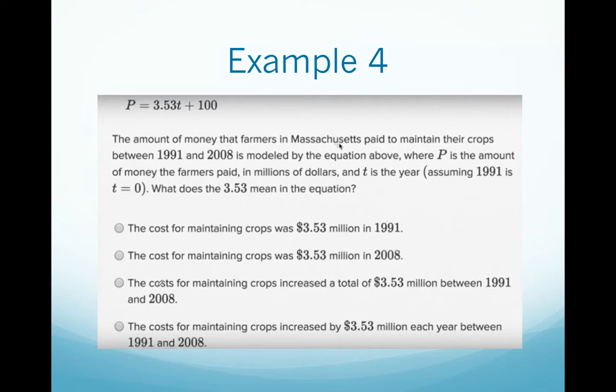So here, 3.5 is the number that we're interested in. And if we look up here, 3.5 is our slope because it's multiplied by that variable. So 3.5 is a rate.